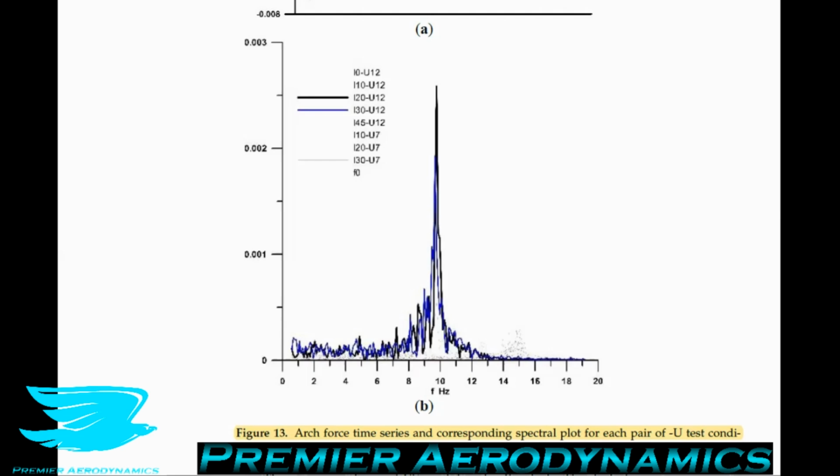The significance: significant amplitudes for higher wind velocities at angles of attack of 20 degrees and 30 degrees resulted in vortex shedding frequencies of about 10 hertz. And this corresponds to Strouhal numbers of 0.01, which is very low.